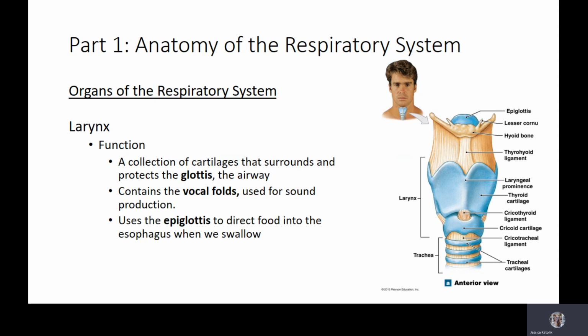Now let's go a little bit lower, talking about the larynx. The larynx is going to be our voice box. And you can actually feel your larynx in your throat. It's right where your Adam's apple is. So if you put your hand on your throat and hum, you can actually feel your larynx, and you can feel the vibration of the vocal cords located there.